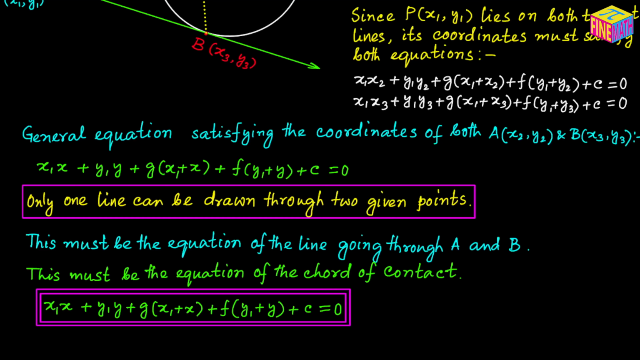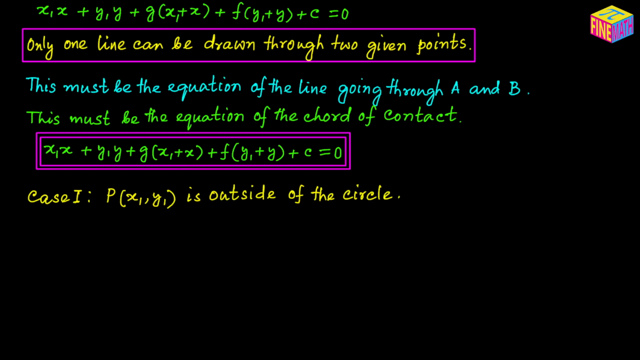So that is the equation of the chord of contact which is passing through the points A and B. I hope things are clear up to this point. Next, I am going to take a couple of cases. When the point P lies outside of the circle, then this equation actually represents the chord of contact.